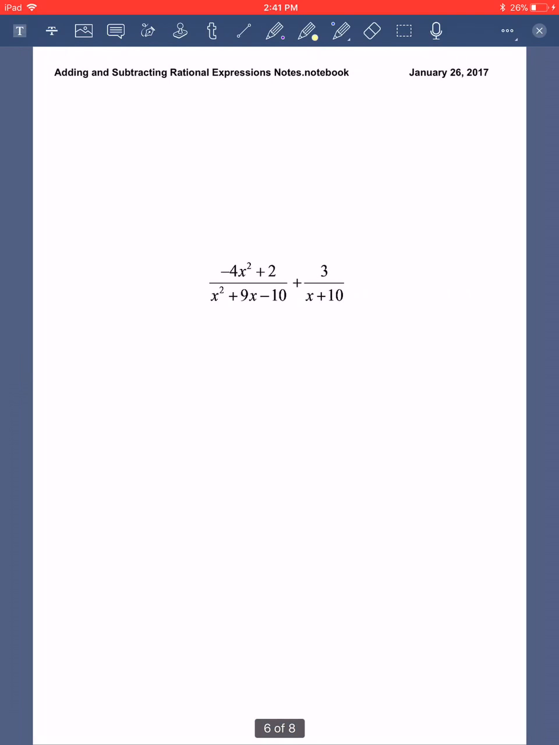I've got negative 4x squared plus 2 over x squared plus 9x minus 10 plus 3 over x plus 10. So I'm going to factor my numerator. I could technically factor out a negative 2 and make it 2x squared minus 1, but I don't think that's going to do me any good though. So I'm going to leave it the way it is.